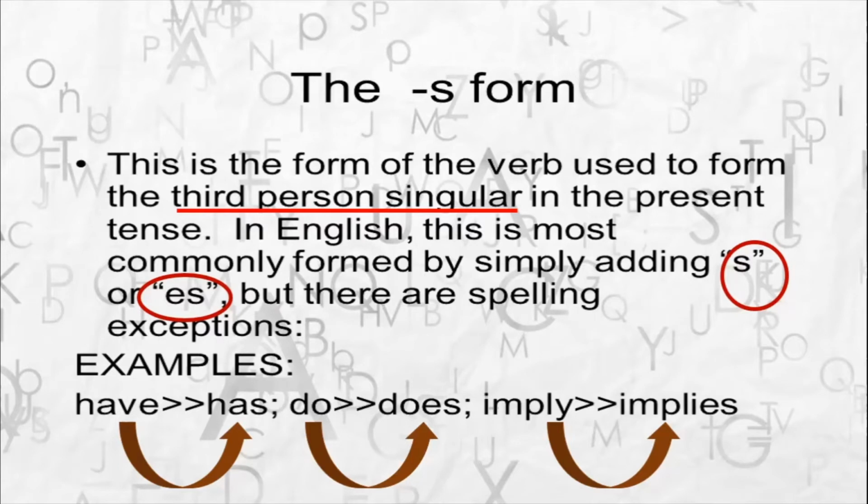For example, walk becomes walks. Okay, we will look at some examples now. So hope you understood what the s form of the verb is. So the s form of the verb is, you go one step ahead of the base form when you want to talk about a third person singular, and in the present tense it is formed by adding the s or the es, and there are some irregular examples also.